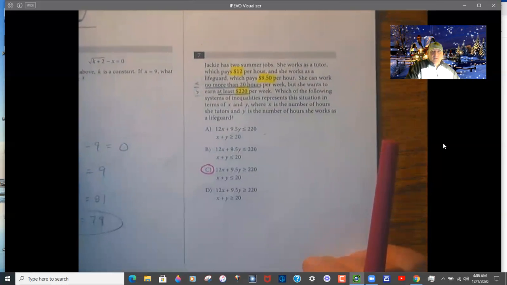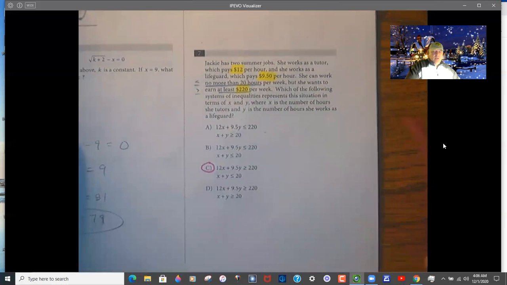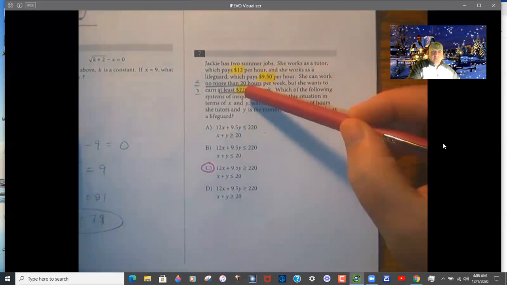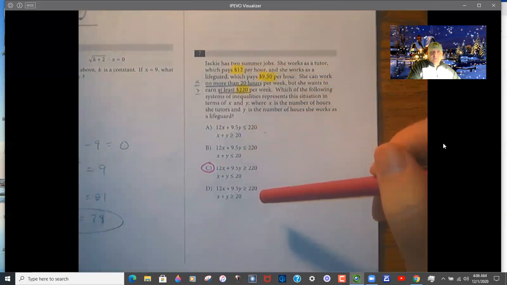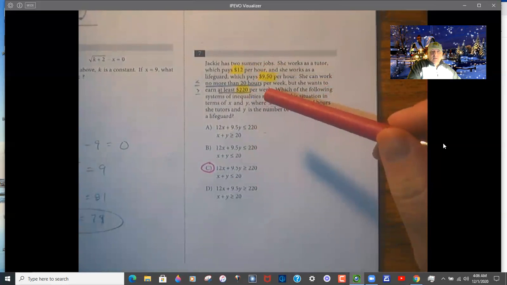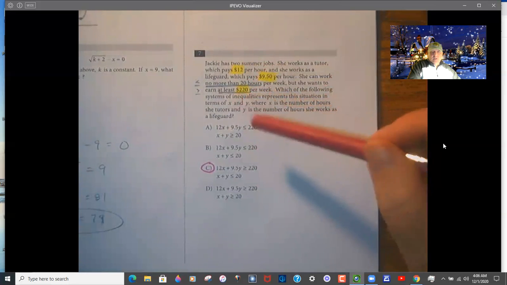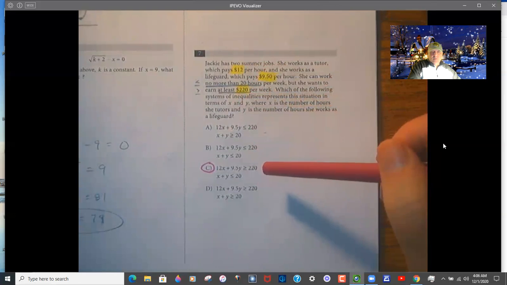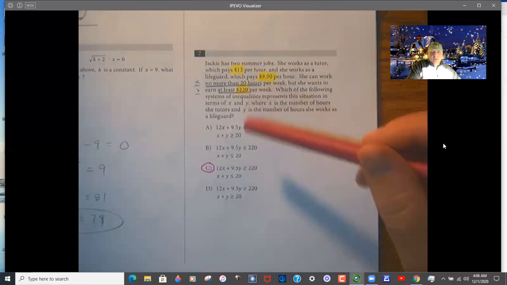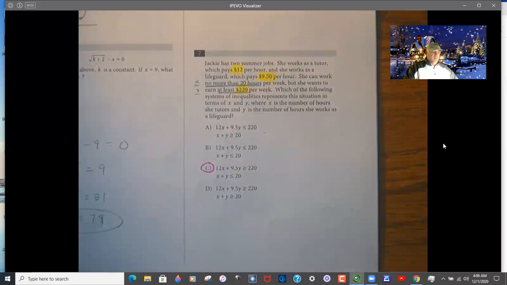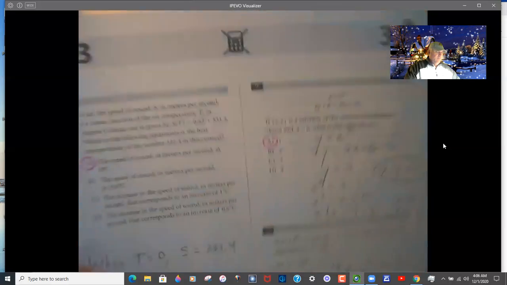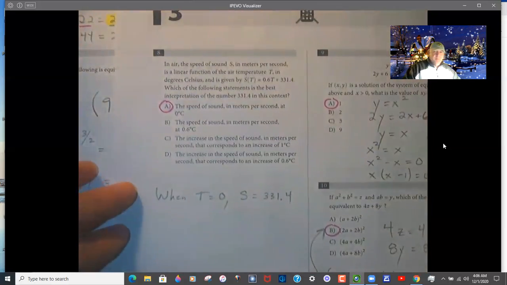7 is all about language and putting the $3 amounts together. So you know the $3 amounts have to go together, and you see that in every possibility. And then at least 220 means greater than or equal to 220, and no more than 20 means less than or equal to 20. So the one that works is C, that fits that language. So that's finding the right language problem.